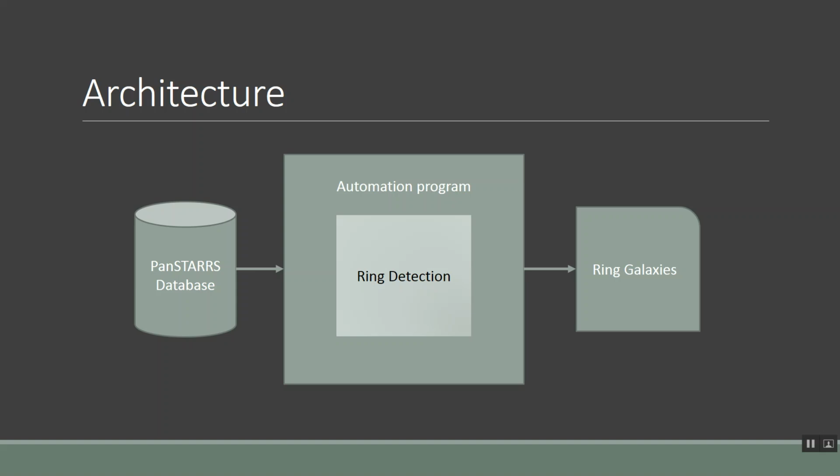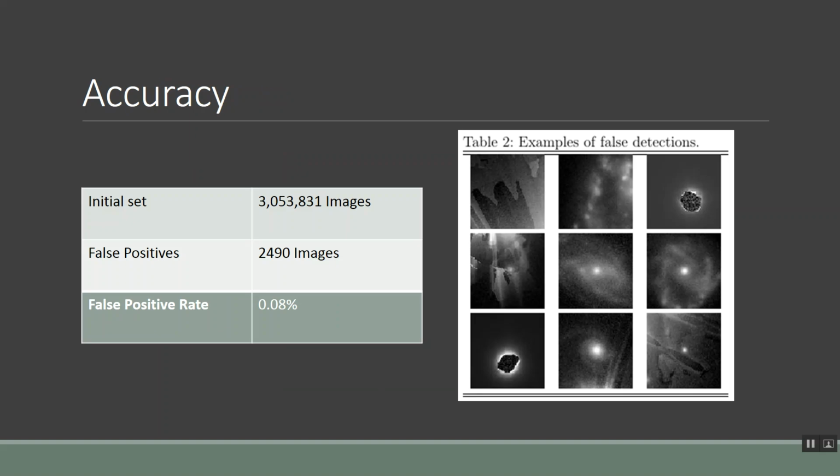So it takes the images from the database, one per instance of the ring detection software, and then it populates a folder of the ring galaxies. I had a little over 3 million images, and it took about 3 months to finish processing them. There are a little under 2,500 false positives, resulting in a 0.08% false positive rate.